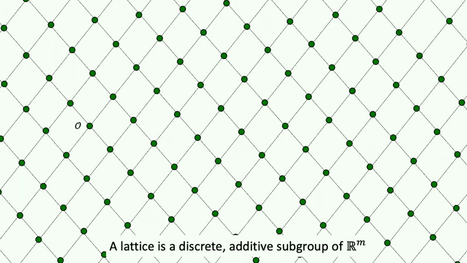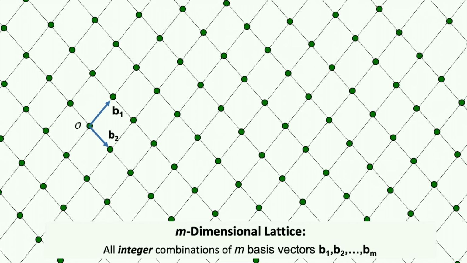It's a discrete additive subgroup of R^m, generated by, we'll talk about full rank lattices. So in m dimensions, you have m vectors which are linearly independent over R, and all integer linear combinations of these vectors generate a lattice. Right? So that's what it is. B1 and B2, all integer linear combinations generate the lattice.